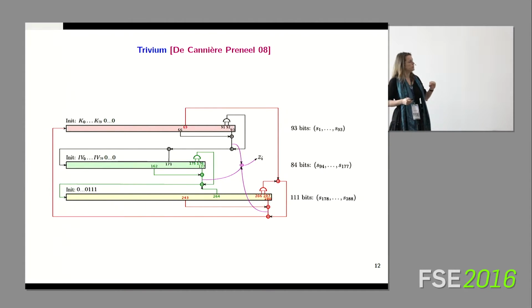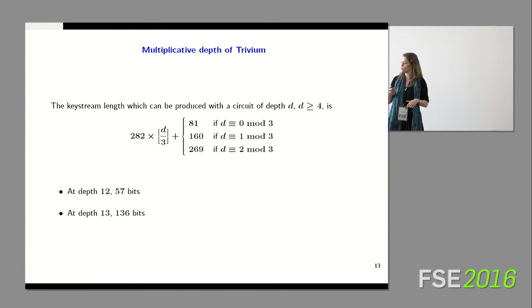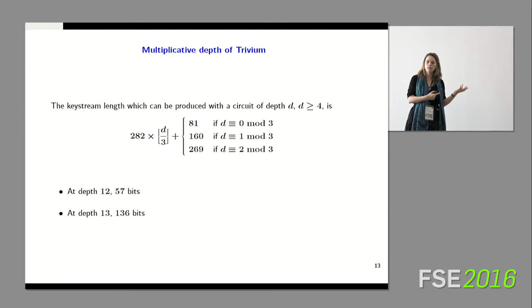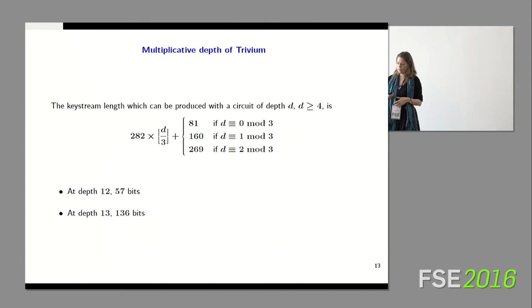And so what is important in our settings, the main question, is how many keystream bits can we generate like this if we want to have a circuit with a given multiplicative depth. This can be computed with a quite simple formula, and of course, this takes into account the many blank rounds that we have for initialization. And so what we get is that if we have a circuit with multiplicative depth 12, then we can generate with Trivium 57 keystream bits. And if the depth increases, of course, this increases. Now if we have multiplicative depth 13, then we can generate 136 bits.